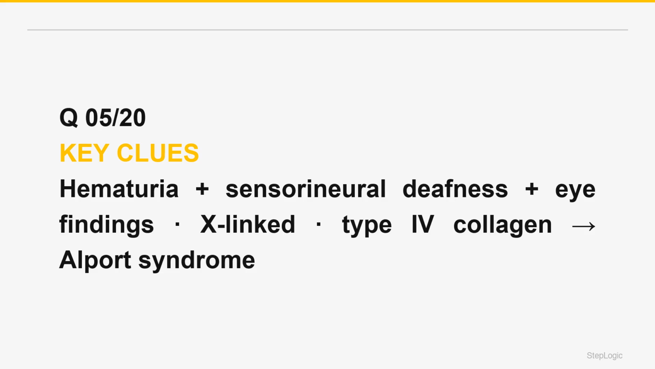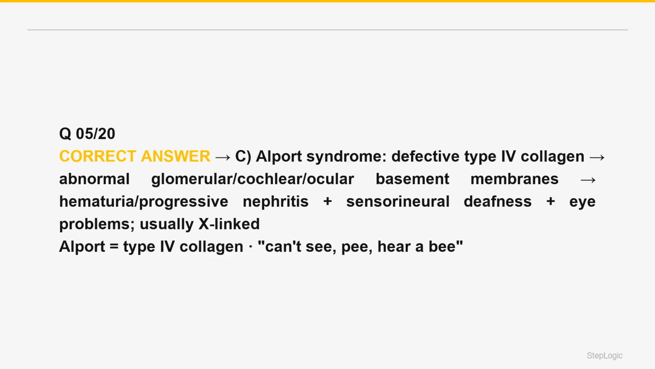This is Alport syndrome, a hereditary nephritis caused by a mutation in type 4 collagen, the major structural collagen of basement membranes. Most cases are X-linked, so it predominantly affects males, with the gene COL4A5. The defective type 4 collagen produces abnormal, irregularly thinned and thickened basket weave glomerular basement membranes on electron microscopy, leading to persistent hematuria and progressive glomerular disease or renal failure. The correct answer is C.